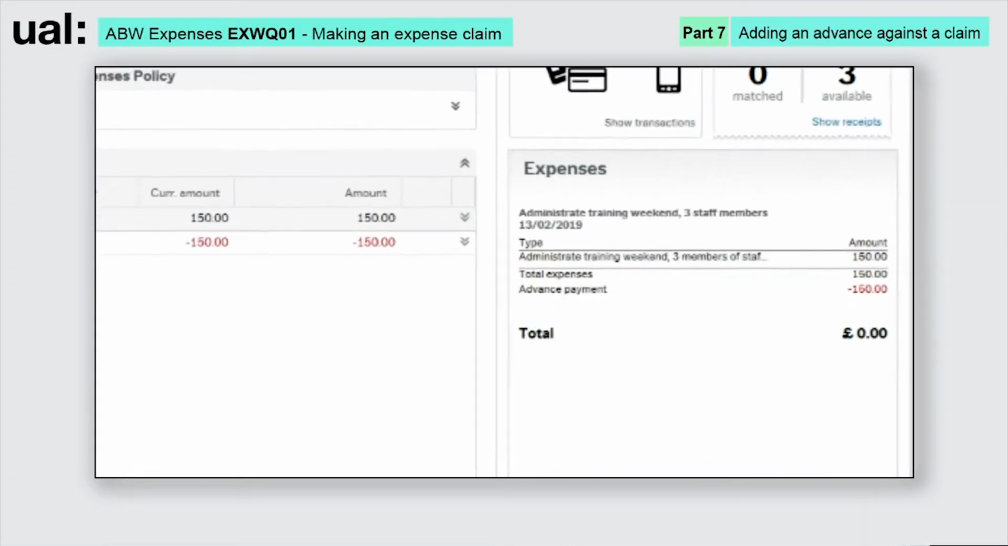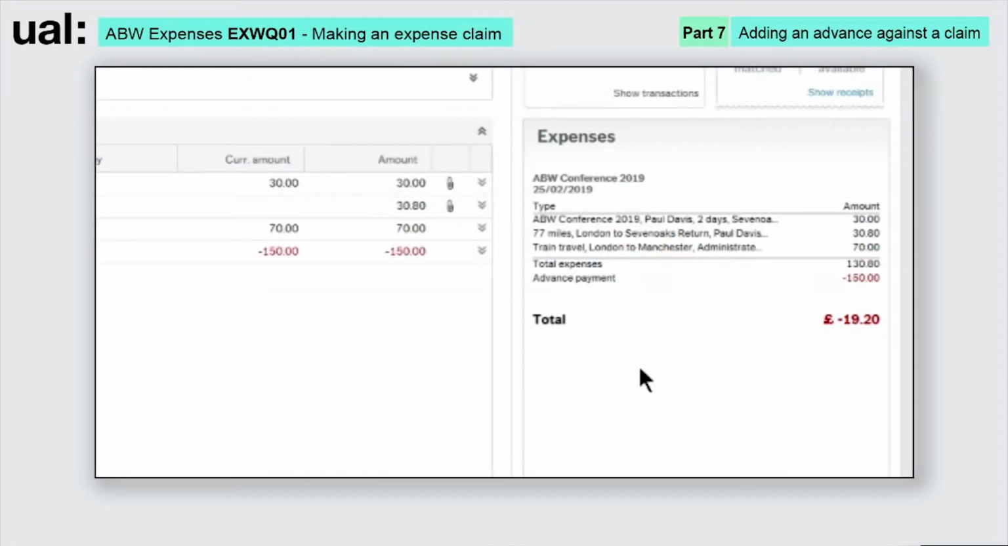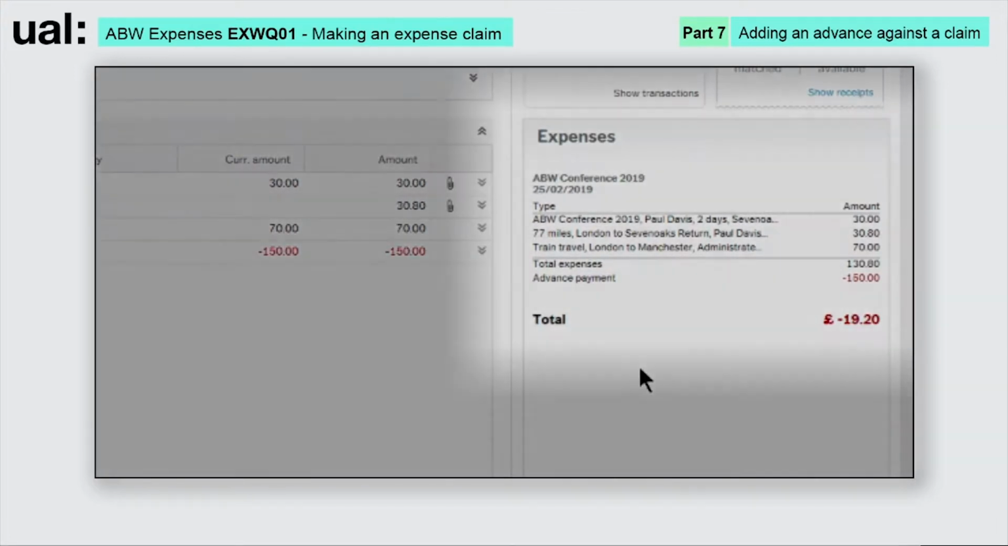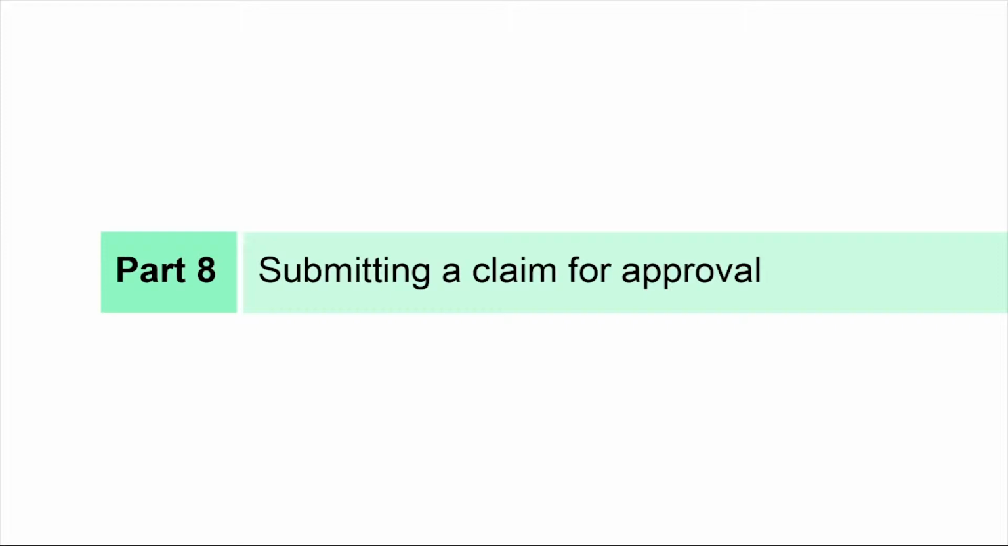If the advance payment is the same as the amount that you have claimed, then no payment will be made to you. ABW will show that your advance has been used. If the advance given to you is greater than the total amount of your expenses claim, then no payment will be made to you. ABW will show that part of the advance is due back to UAL. In this situation, contact the expenses team.